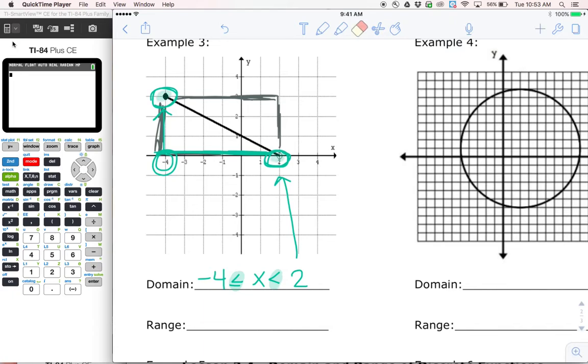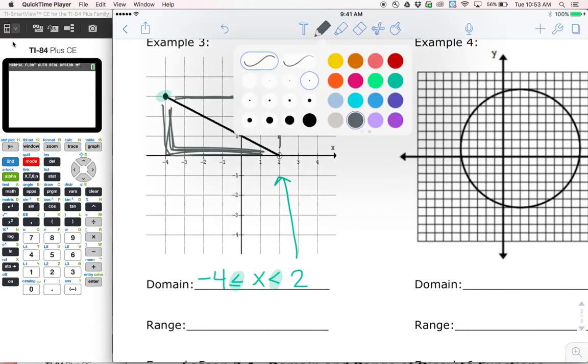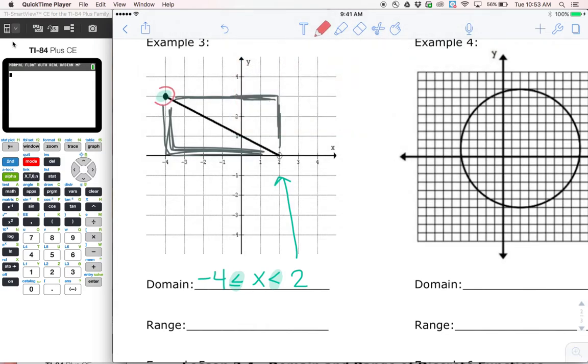Let's try our range. Remember, range means y, so now we're looking at all of our y values. All my y values, from my lowest point to my highest point, are from here at my lowest to here at my highest. My lowest point happens when y is 0. I know you're looking at this point and seeing this 2, but that's an x value. It's on the axis, my y is 0. All the way up to my highest point when the y value is 3. So all my y's are between 0 and 3.